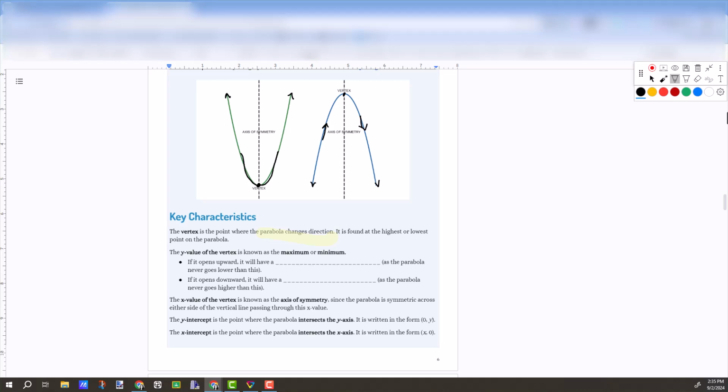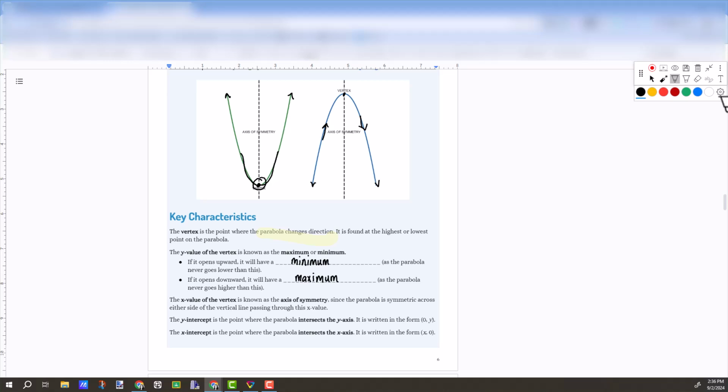The y value of the vertex is known as a maximum or minimum. If it opens upwards, which is this one to the left here, it will have a minimum value because the vertex right here is the lowest point. So we're just going to write minimum in there. If it opens downwards, well, then it is at the top of the hill. So it is a maximum right there.